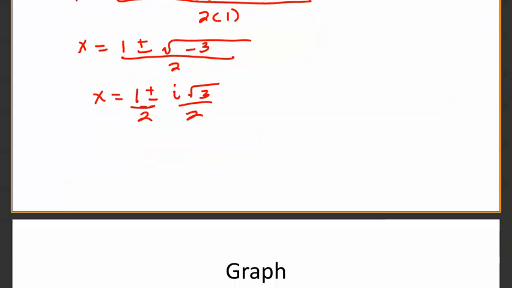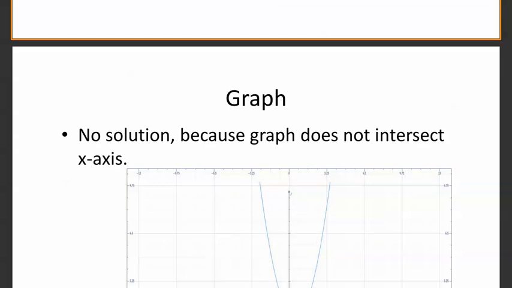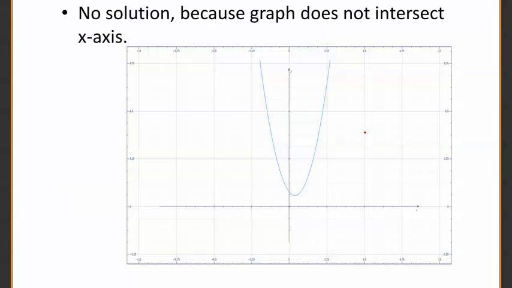Okay, so let's take a look at this graph. We found that the vertex was 1/2 and 3/4, so about right there. We found that our y-intercept was right at about 1, so right in there. But as you see, this graph never touches the x-axis.